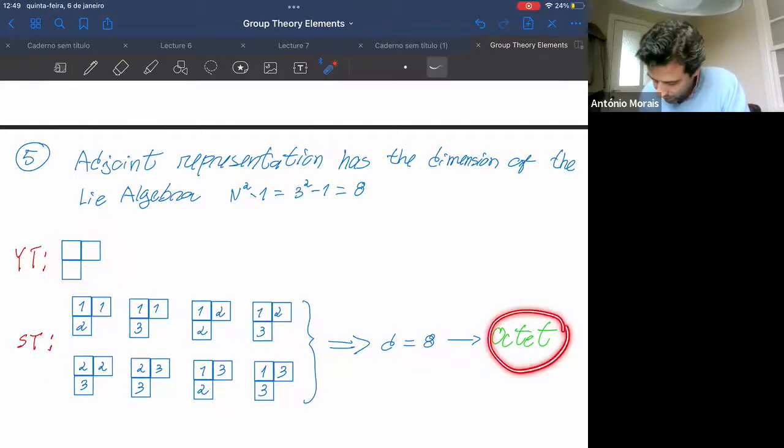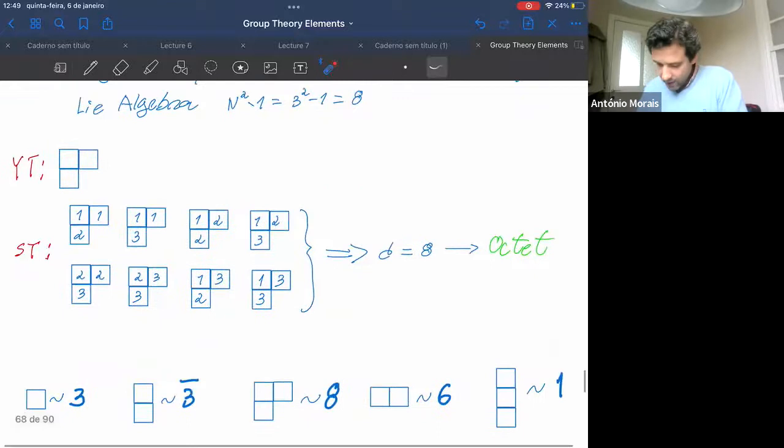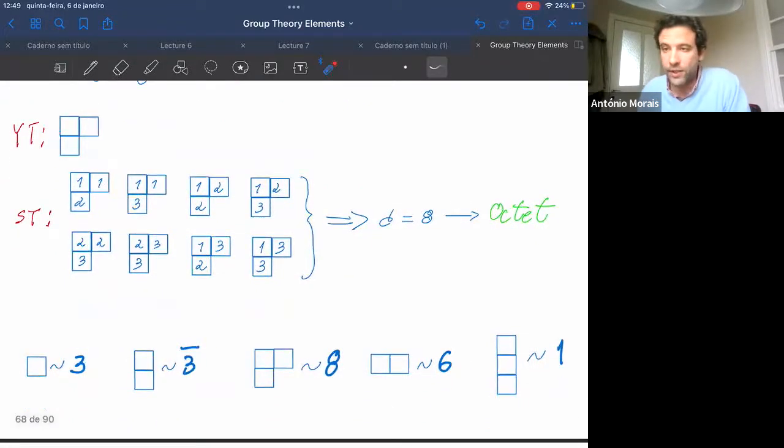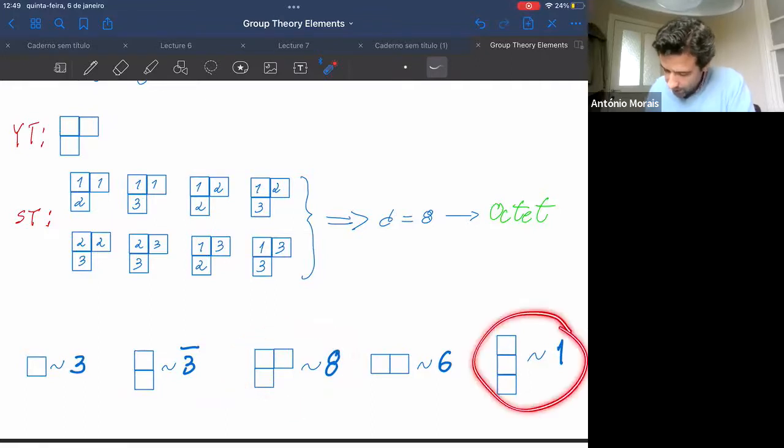So you have an octet. In essence, for SU3, these are the simplest representations of SU3 and the most important ones. The sextuplet is not often used. Okay, it's used, but not often. The most important are indeed the triplet, the anti-triplet, the octet, and the singlet.